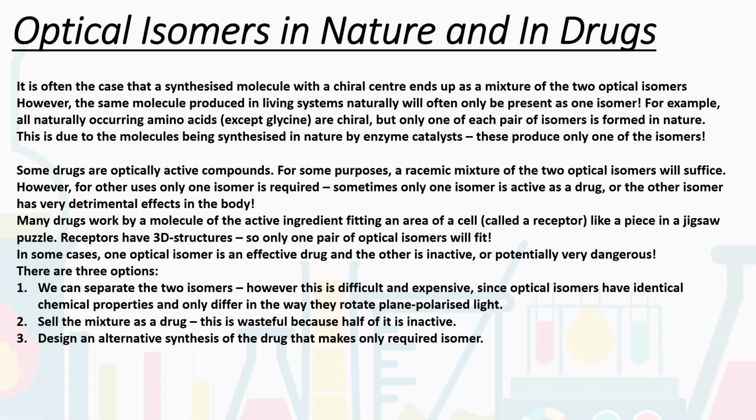Now, we've talked about enzymes in the biological chemistry series. Enzymes are incredibly shape specific. They have an active site that has a very, very specific shape. And so actually the way that they are made is such that only one of those enantiomers is able to fit into the active site of the enzyme.